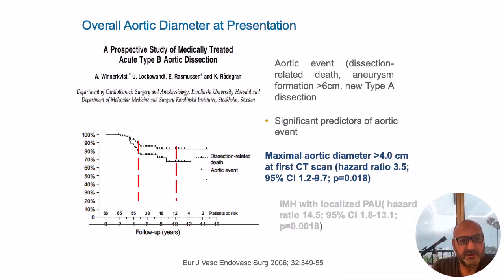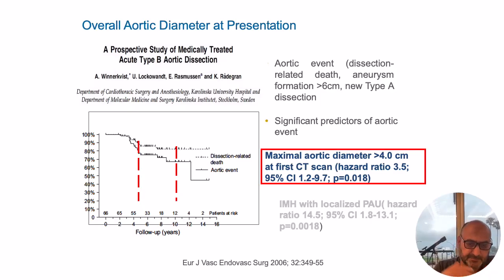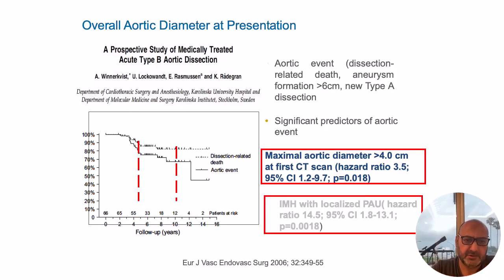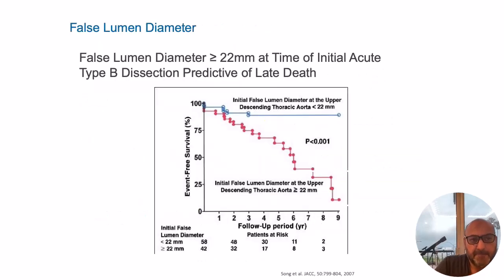When you look at the aortic diameter, again, the larger the diameter, and the magic number is 4, the more likelihood that you're going to develop basically aneurysmal degeneration. And once you have an aneurysm of 6 centimeter in the thoracic aorta, the dissecting aneurysm, the rupture rate is somewhere between 30 and 40%, depending on which study you look at.